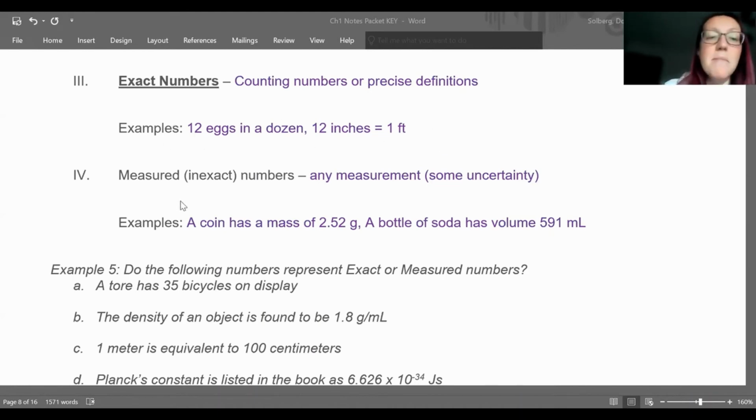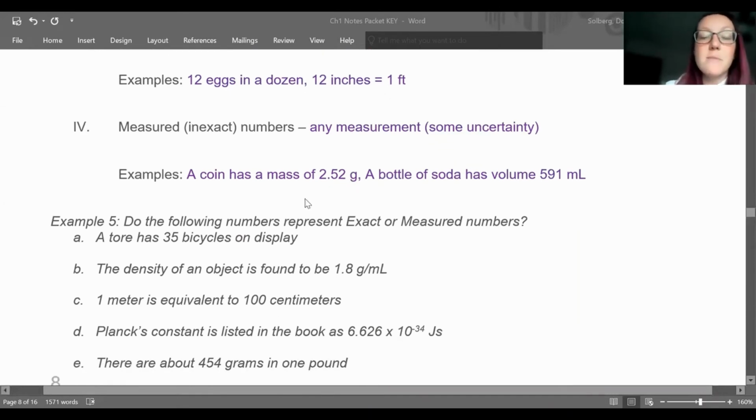Everything else, any measurement you make, is technically an inexact number. Even if it's electronic, things round their last number as well. So any measurement that you make is going to be an inexact number, have some level of uncertainty in it. So for example, a coin has a mass of 2.52 grams. If I put this on a scale, you might notice that that last number kind of wavers a little bit, and that is because the scale estimates that last digit.